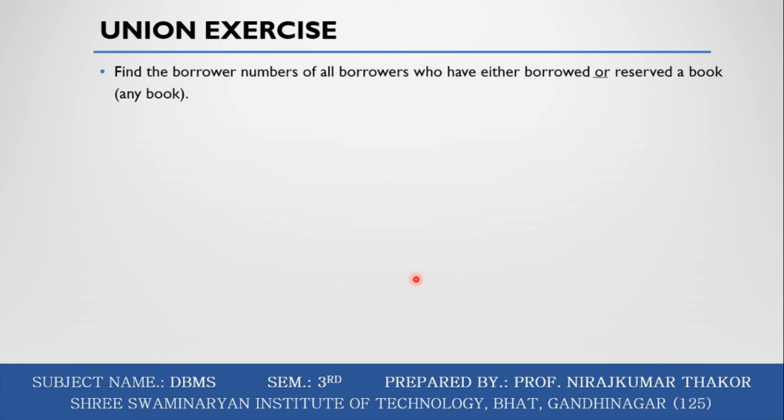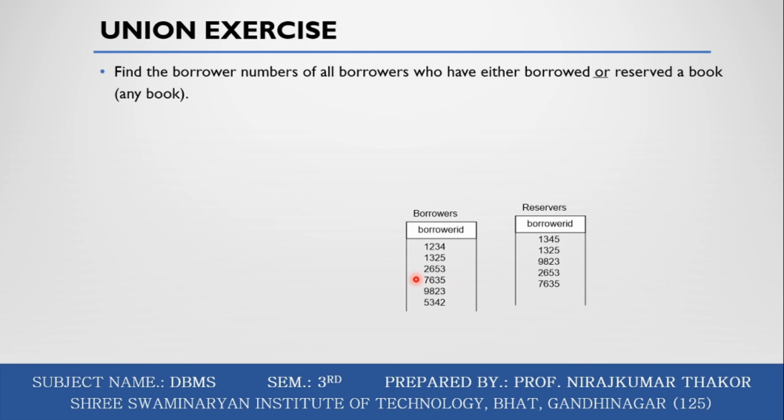Now let's check another example. Find the borrower numbers of all borrowers who have either borrowed or reserved a book. Let's check the two tables. The first one is the borrower table and the second one is the reserve table.